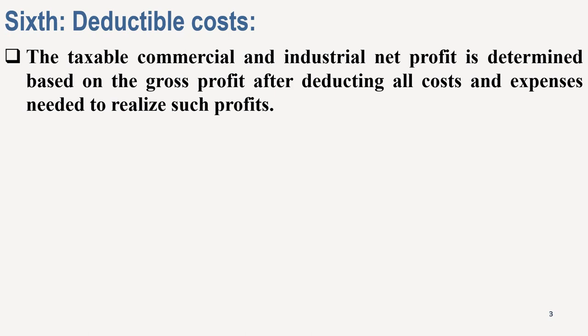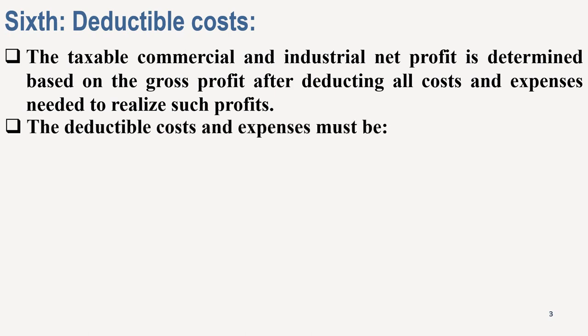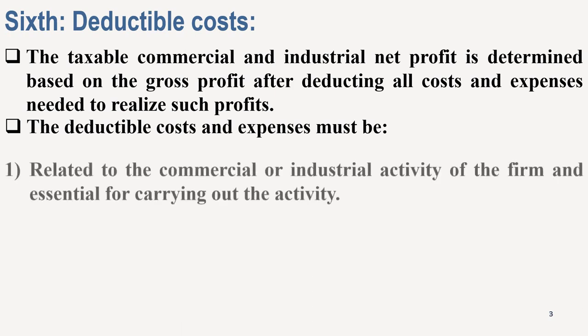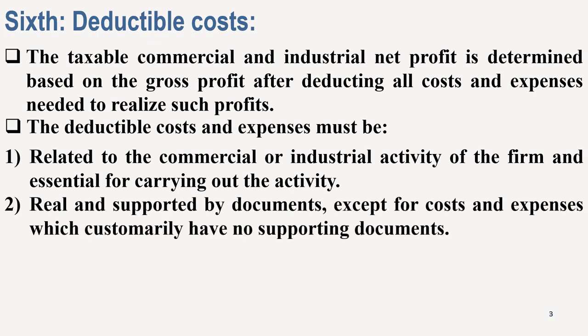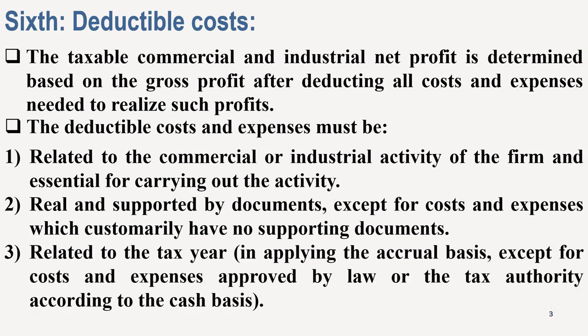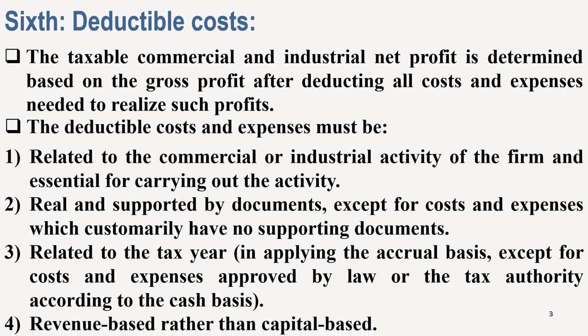For the topic today, which is about deductible cost, the taxable commercial and industrial net profit is determined based on the gross profit after deducting all costs and expenses needed to realize such profits. Deductible costs and expenses must be related to the commercial or industrial activity of the firm and essential for carrying out the activity. They must be real and supported by documents, except for costs and expenses which customarily have no supporting documents. They must be related to the taxee in applying the accrual basis, except for costs and expenses approved by law or the tax authority according to the cash basis. And finally, the cost must be revenue-based rather than capital-based.